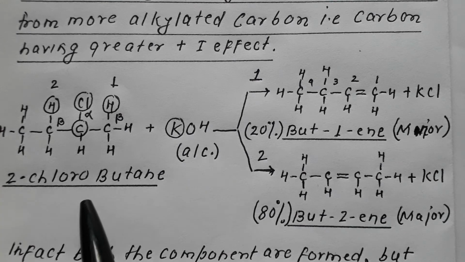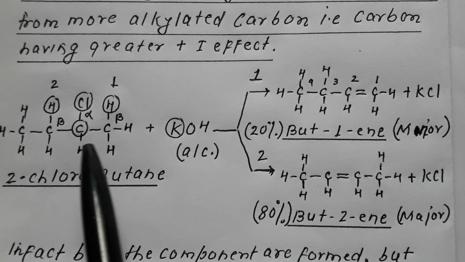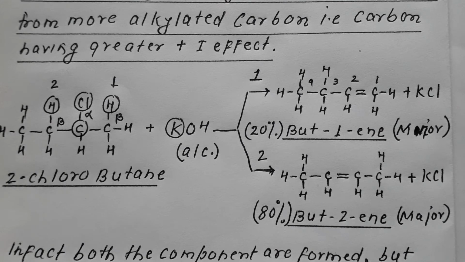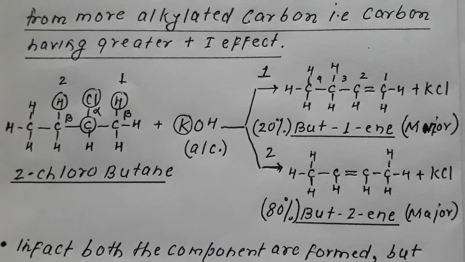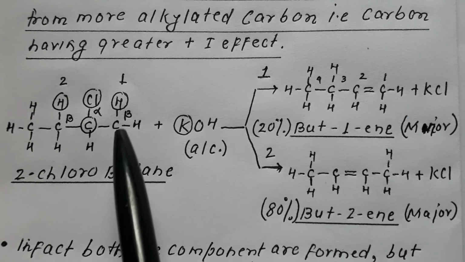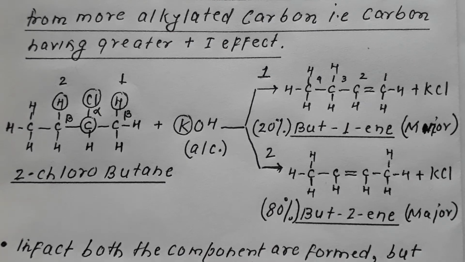Now, this molecule is unsymmetric because the carbon at which chloro is present has 1 carbon on one side and 2 carbons on the other. This molecule is unsymmetric because the carbon having halo has 1 carbon on the right hand side and 2 carbons on the left hand side. Therefore, this molecule is unsymmetric.